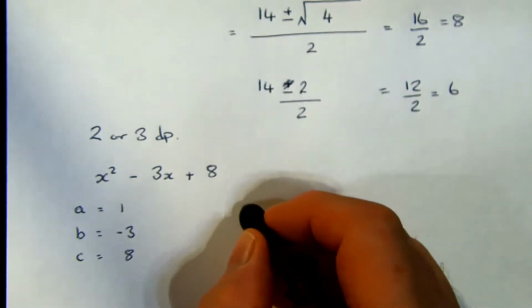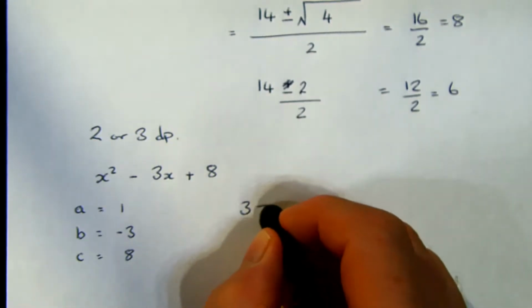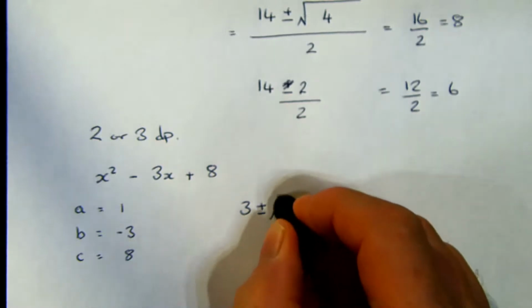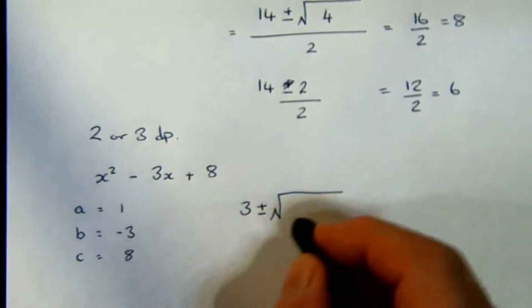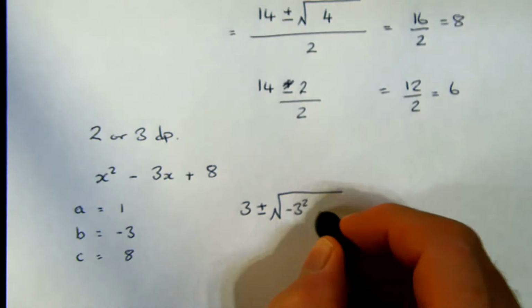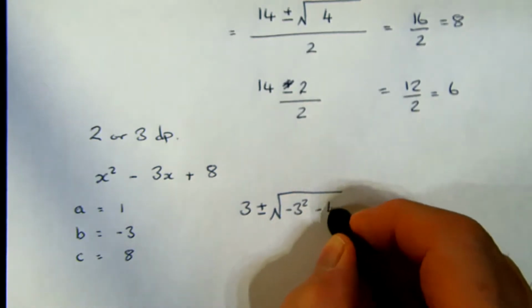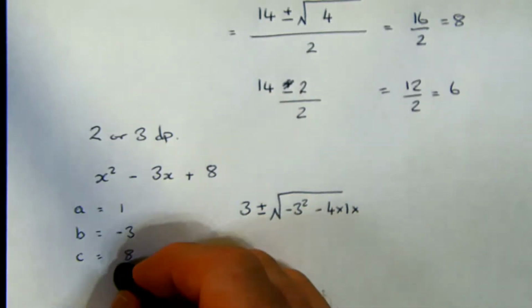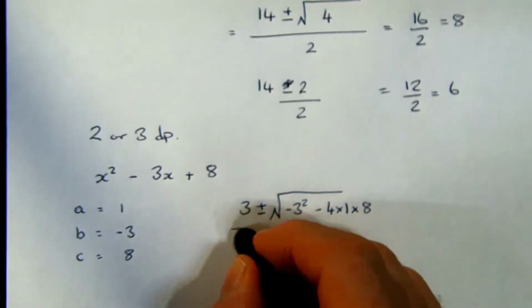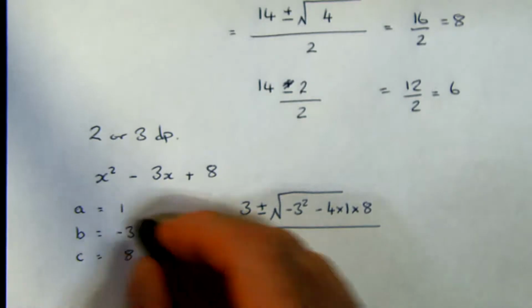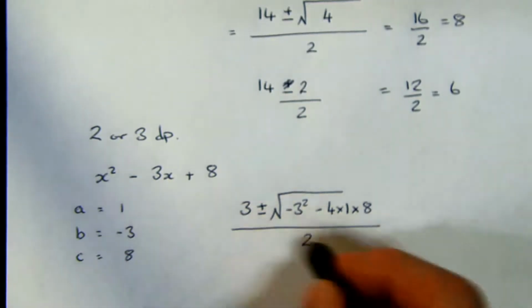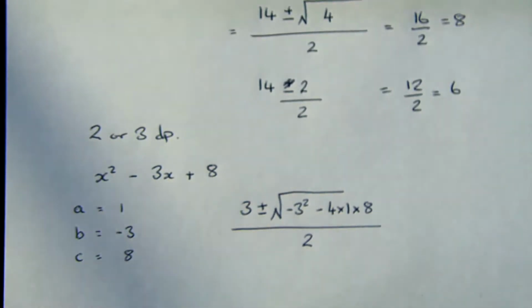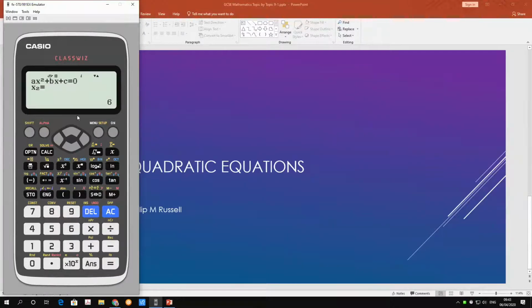So we've got minus B plus or minus the square root of B squared, minus 3 squared, minus 4 times A times C, all over 2A, which is in this case just 2. Well, let's try it on the calculator and see what we've got.